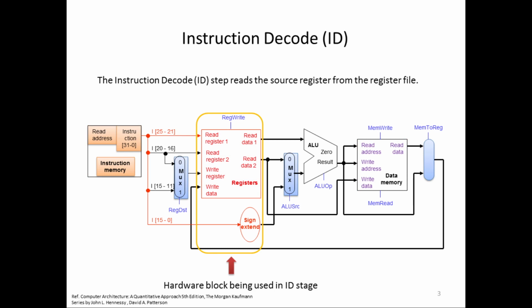Moving forward, in the instruction decode, what we are trying to do is read the source registers from the register file. Therefore, the one marked in red is the register file along with the extension unit, which extends the 16-bit number to 32-bit. So this entire thing is part of the ID stage of the MIPS data path.